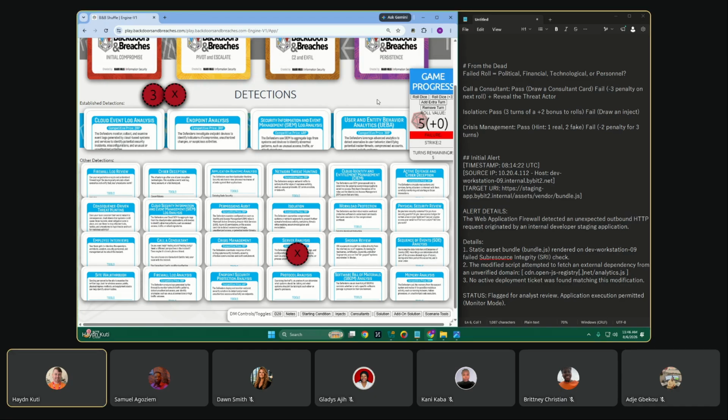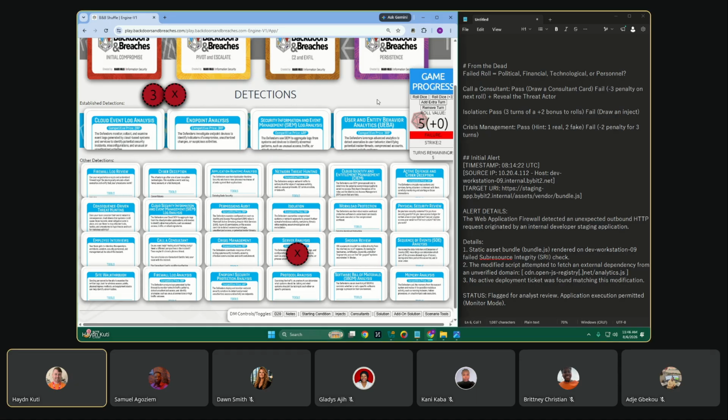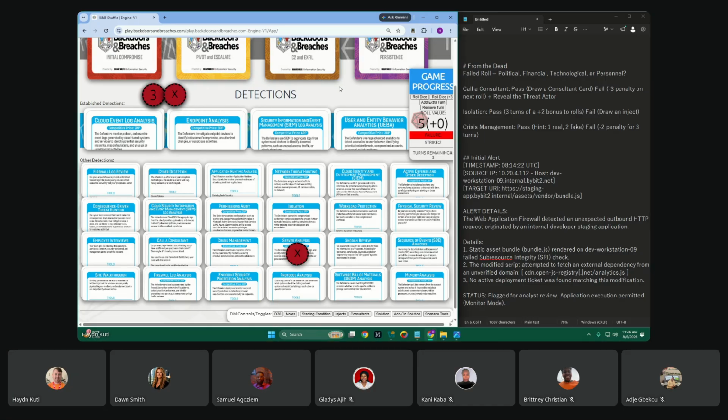And it's a 5. The dice are just not on your guys' team today. I think this is the most failed dice rolls we've gotten in one of these games. Yeah, this is not good.